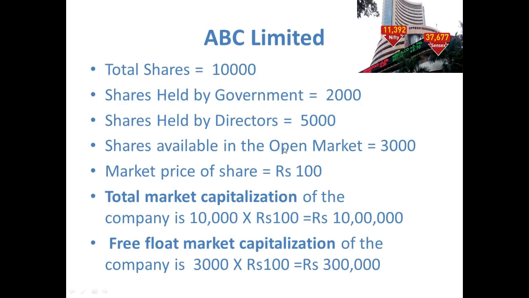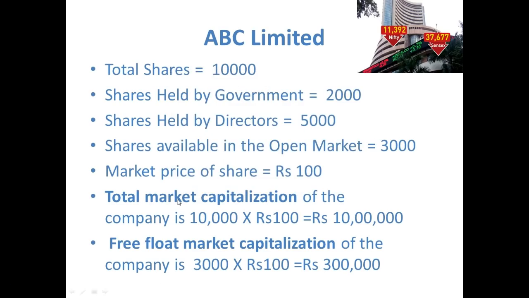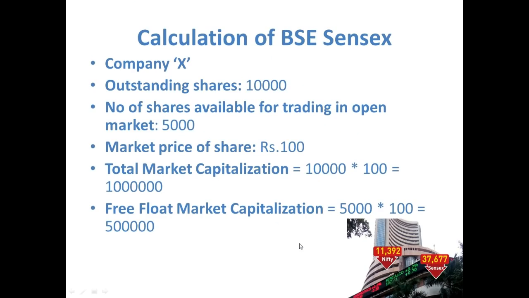Let's say, for example, the total number of free floating shares is 3,000, as just shown over here, and the current market price is 100 rupees. So the total free float market capitalization will be 3,000 multiplied by 100, that is 3 lakhs. But while calculating the total market capitalization of the company, it will be the total number of shares, 10,000, into 100, that is 10 lakhs. So this is how you calculate the total market capitalization, and this is how you calculate the free float market capitalization of a company. You can see over here.